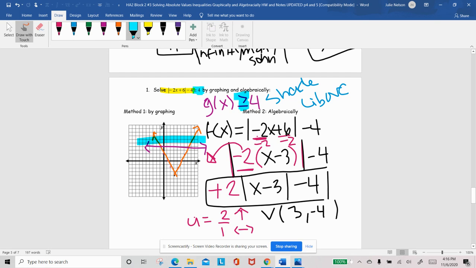Okay, so I'm going to shade above the line. Again, make sure the greater than or equal means to shade on the line and above the line, right? So on and above the line.